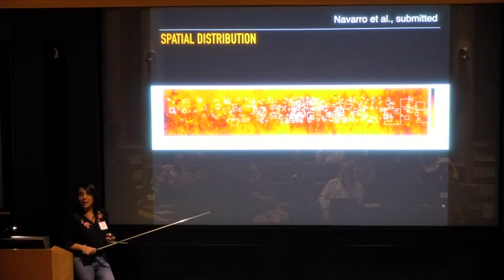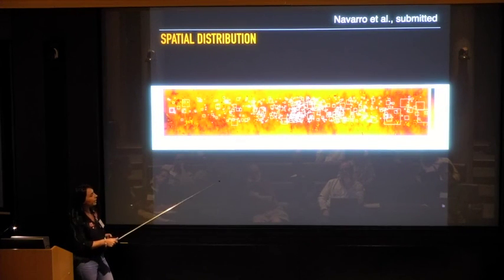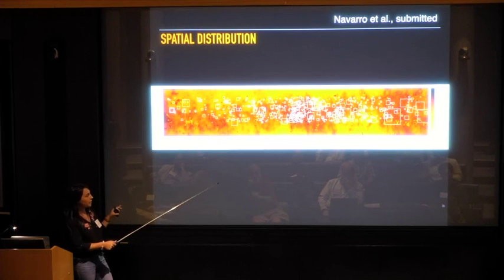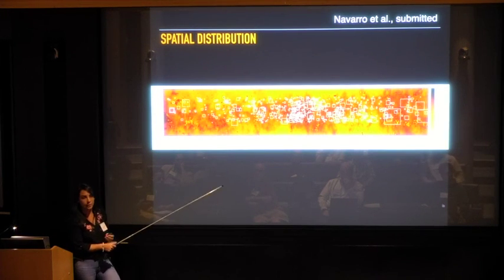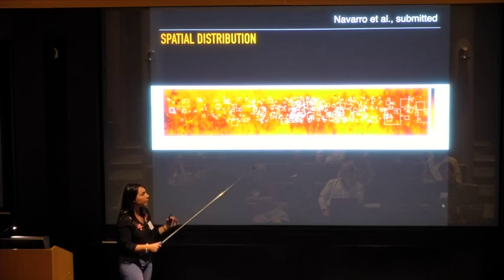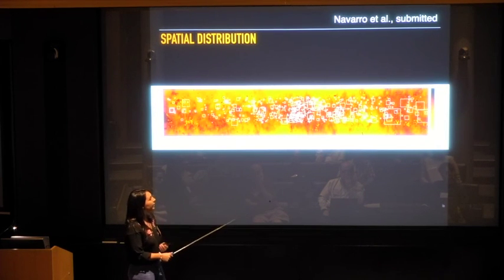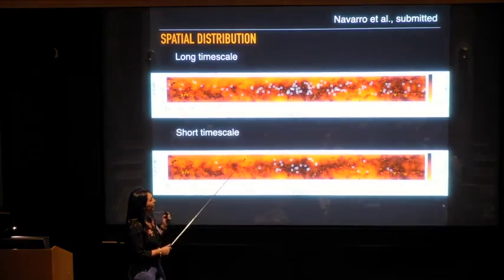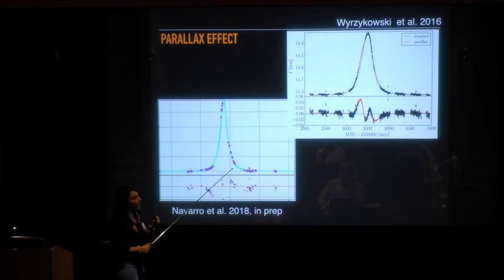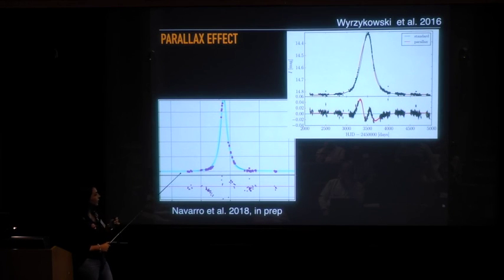So then the spatial distribution, you can see again the same plot like that before, but this is the complete sample, and the squares are related to the time scale. So the biggest squares are longer time scale events. I will skip this because it's not important. And we found also some long time scale events showing parallax.